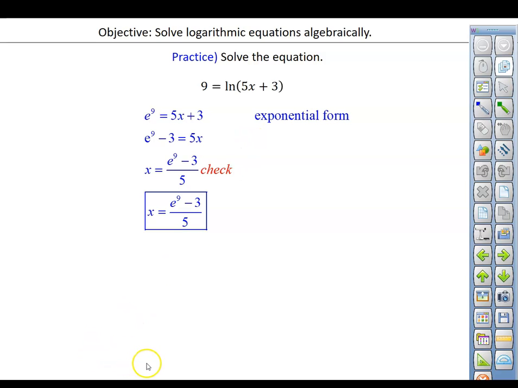All right, that will end this lesson, so you should be able to begin your assignment.